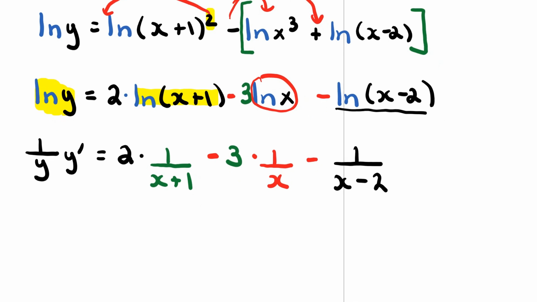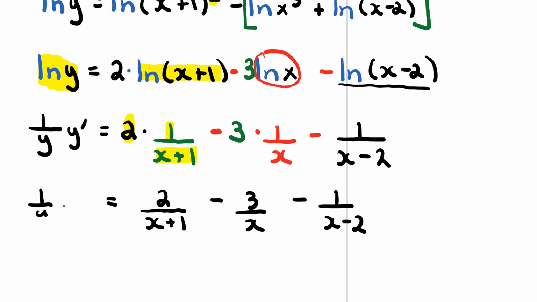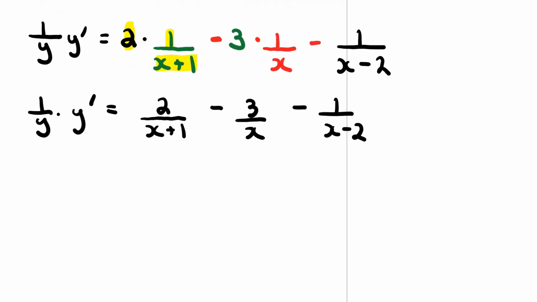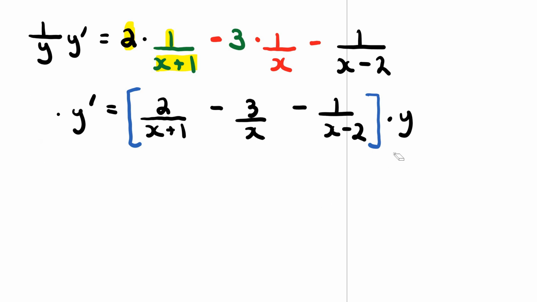And then I guess what we can do now is simplify this as much as we can. So 2 times 1 over 1 plus x is going to be 2 over x plus 1, minus 3 over x, and then minus 1 over x minus 2 equals 1 over y times y prime. I can now get rid of this 1 over y by multiplying both sides by y. So actually, never mind. What I like to do is put a bracket around this, and I can multiply by that y, which is that right there. Okay, so let's erase all that. Okay, so so far so good.